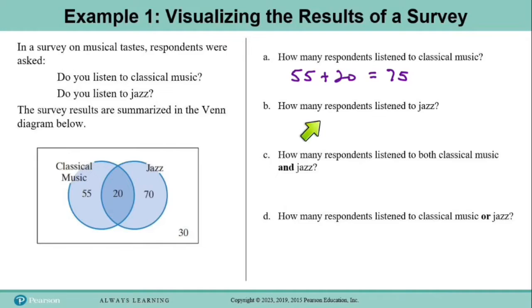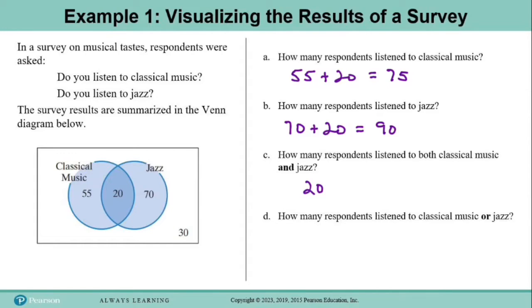And then part B says how many respondents listen to jazz. So if we look at the circle that represents the set of people who listen to jazz, that would include the 70 people who listen to only jazz plus the 20 people who listen to both classical and jazz for a total of 90 people. Then in part C, how many respondents listen to both classical music and jazz? Well, that's easy. That's just the people in the overlapping area. So that's 20 people who listen to both.